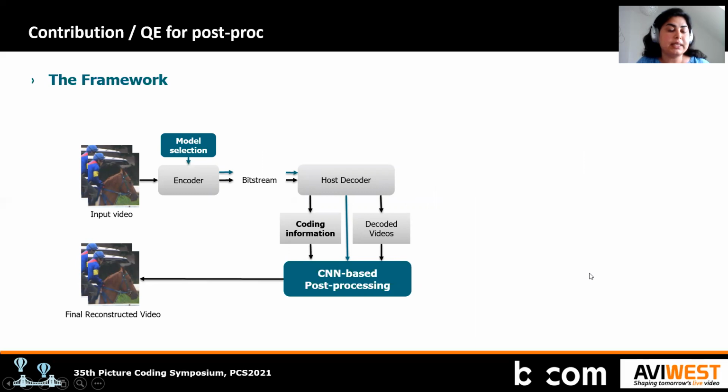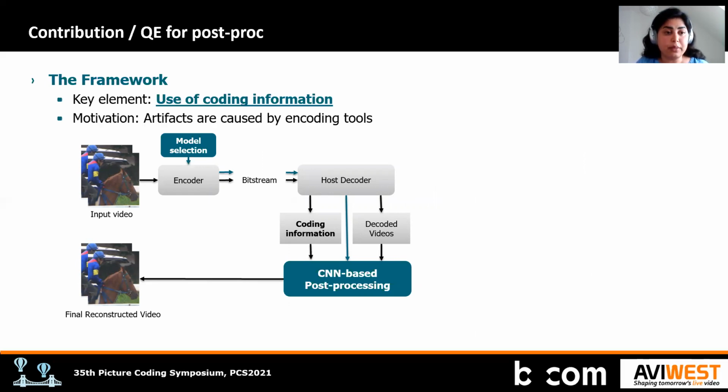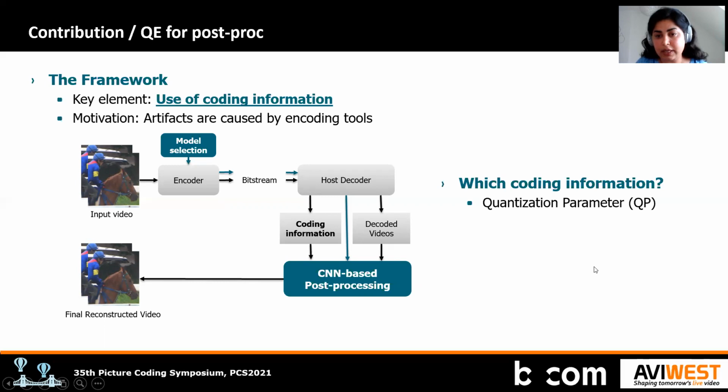We are proposing a CNN-based post-processing for quality enhancement. The key element of our method is the use of coding information. The motivation behind using coding information is that if artifacts are caused by encoding tools, then why not let CNN know about them? The first question one might ask is what kind of coding information can be beneficial here?